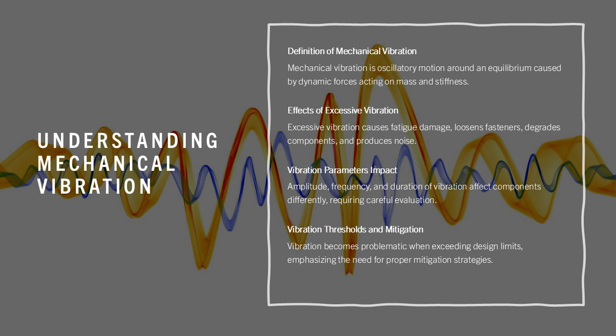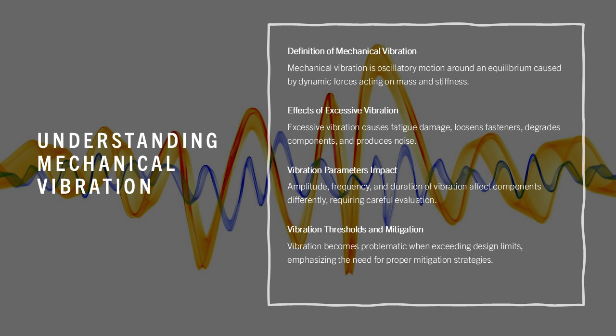Low amplitude, high-frequency vibration may damage electronics, while high-amplitude, low-frequency vibration may cause structural cracking. Understanding vibration as a physical phenomenon is essential before deciding on mitigation methods. This slide emphasizes that vibration itself is not inherently bad; rather, it becomes a problem when it exceeds allowable limits defined by design codes, standards, or equipment manufacturer recommendations.